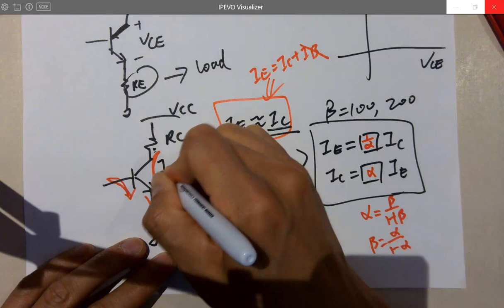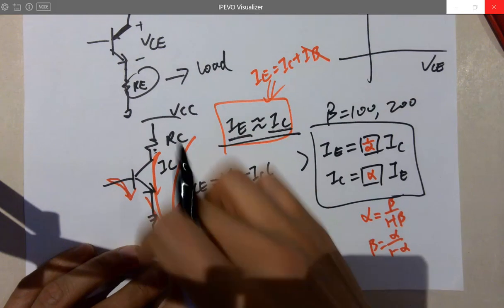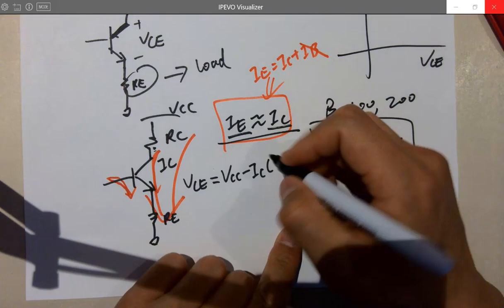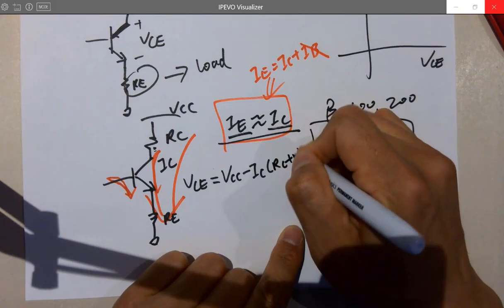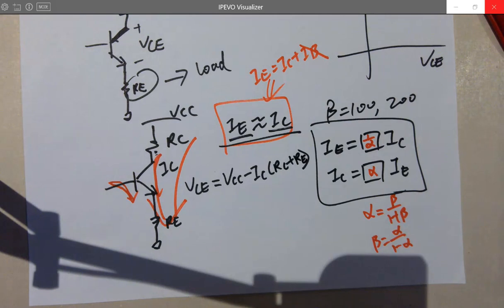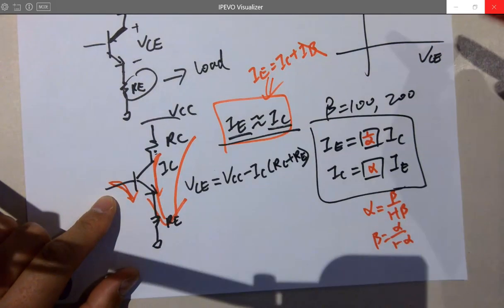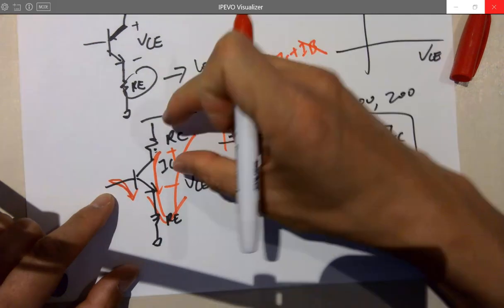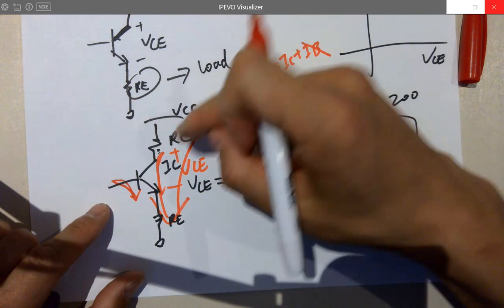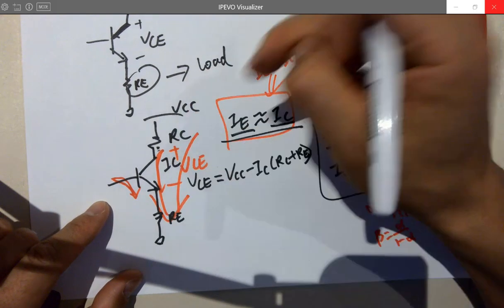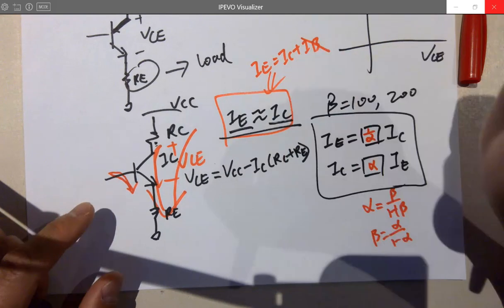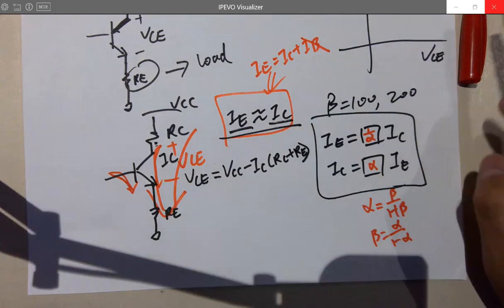So what is this? Right? So the big stream is IC, right? Because IC equals IE. Here's VCE. So you have three voltage drops. RC is one, VCE is another one, and RE is another one. So the total voltage drop minus IC times the two resistors.